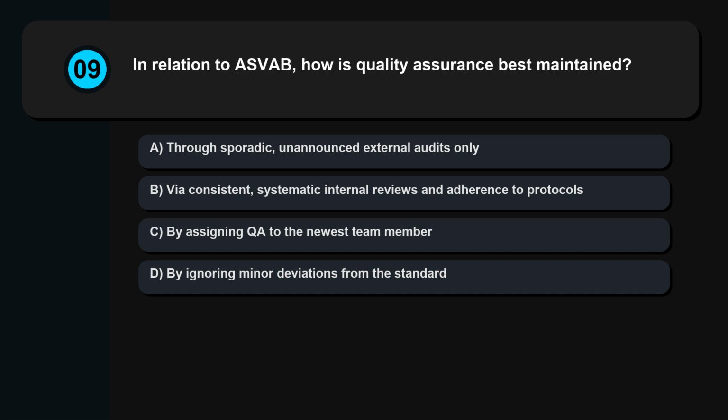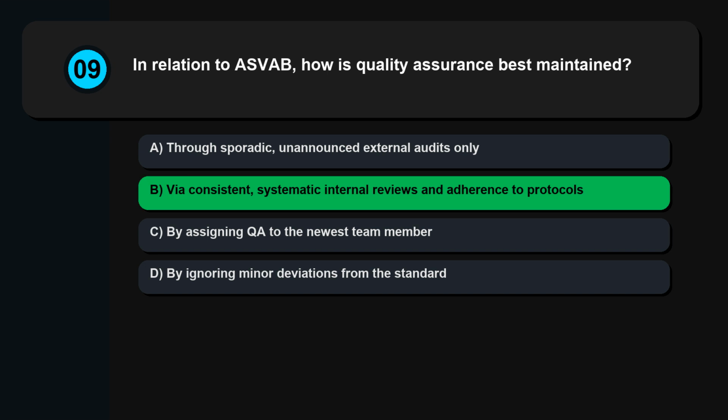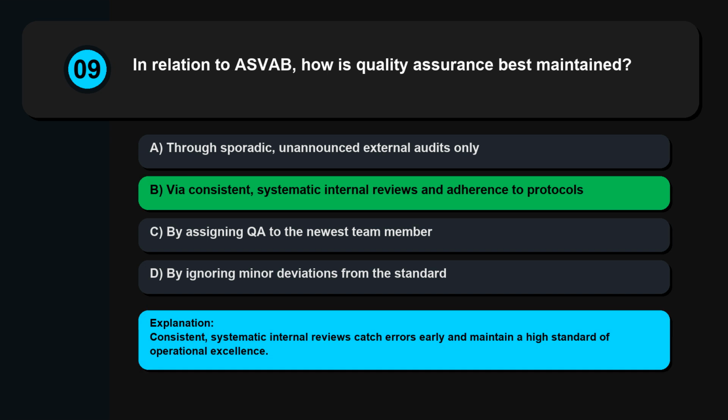Question 9. In relation to ASVAB, how is quality assurance best maintained? Through sporadic, unannounced external audits only, via consistent, systematic internal reviews and adherence to protocols, by assigning QA to the newest team member, by ignoring minor deviations from the standard. Consistent, systematic internal reviews catch errors early and maintain a high standard of operational excellence.